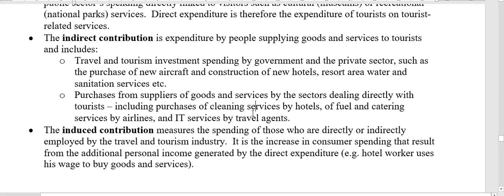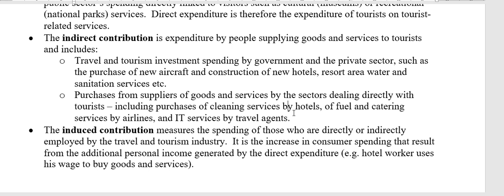Okay, you'll see the purchasing of cleaning services by the hotels. The hotel rooms need to be cleaned. Okay, they will hire out the cleaning services, right? Fuel, catering services by the airlines. Somebody supplies them with the food. Travel agents, the services that they provide to get the tourists here. All of that will be an example of the indirect contribution. It's not directly supplying tourists, but it is supplying the tourist destination with stuff that ultimately the tourist is going to spend money on.